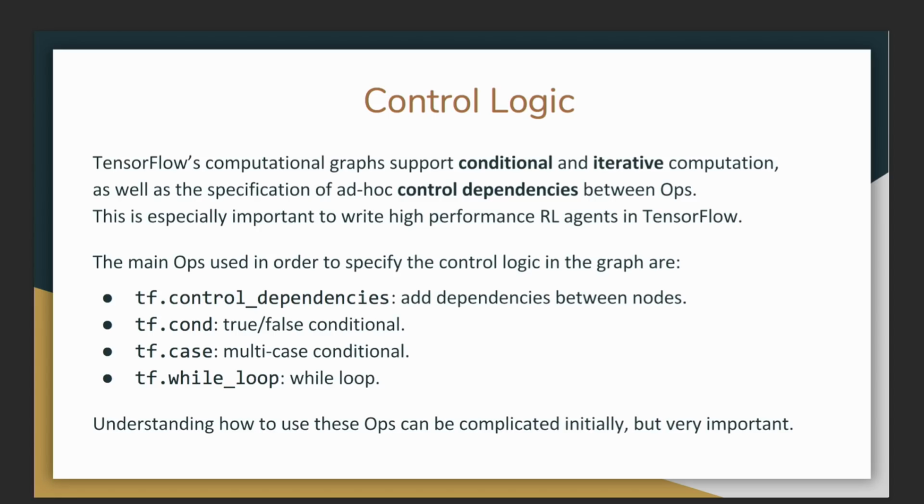tf.cond and tf.case allow you to specify conditional execution. So if the computation of this part of the graph gives you some specific value, then execute this, otherwise execute something else. And tf.while_loop allows you to write cycles within the TensorFlow graph itself.